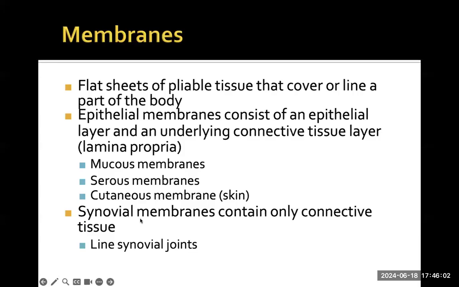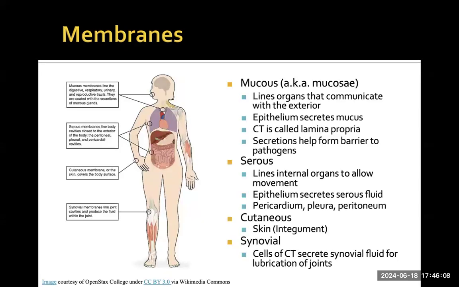The last one is a synovial membrane. This one's a little bit different only because it's found in a specific place, which we will talk about right now. So membranes, you have a mucous membrane, which is always going to line an area of the body that's going to open to the outside environment. So like your mouth or your trachea, which opens again to the outside environment.